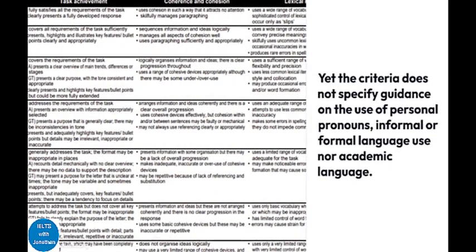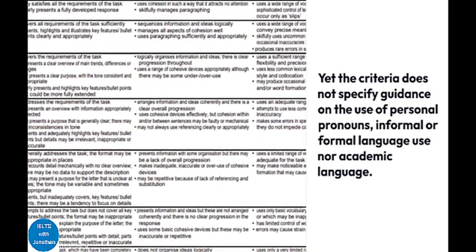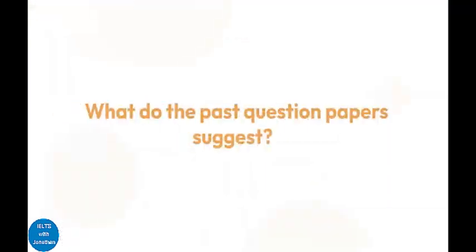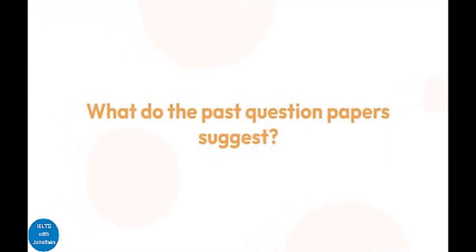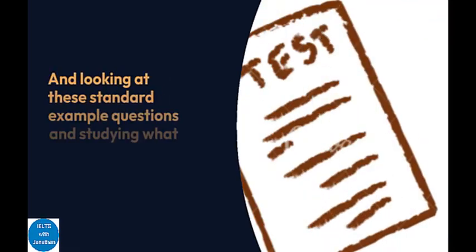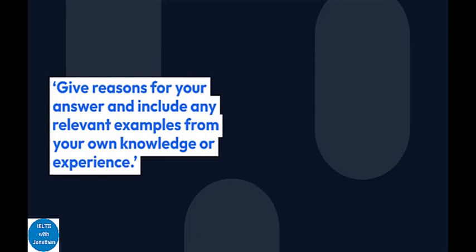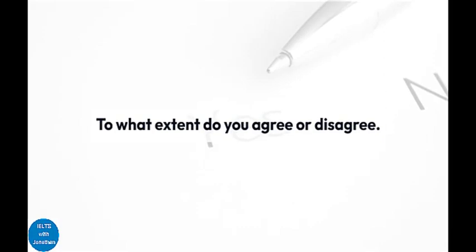It's interesting to note that the criteria does not specify guidance on the use of personal pronouns, informal or formal language, nor academic language. So what do past question papers suggest? If we look at the official Cambridge examination papers, they seem to accept that the use of personal pronouns may sometimes be inevitable. Looking at standard example questions and studying what they require you to do: discuss both of these views and give your opinion, give reasons for your answer and include any relevant examples from your own knowledge or experience. To what extent do you agree or disagree?